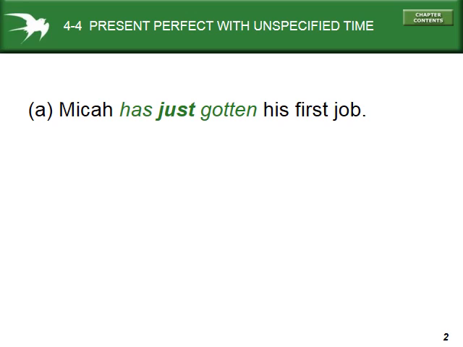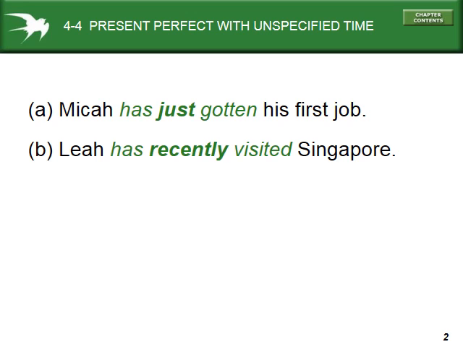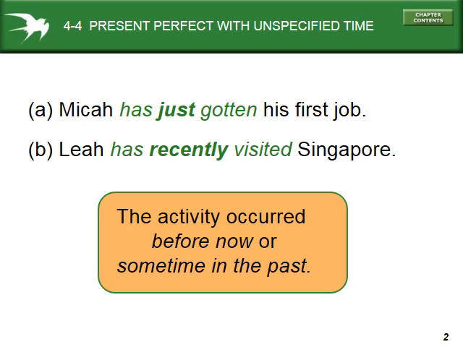So here's a couple more examples. Micah has just gotten his first job. Leah has recently visited Singapore. So when we're using the present perfect, the meaning of the present perfect is an event that has happened before now. So that's a similarity that it has with the simple past, is that using the present perfect means that it's something that has happened that started in the past.